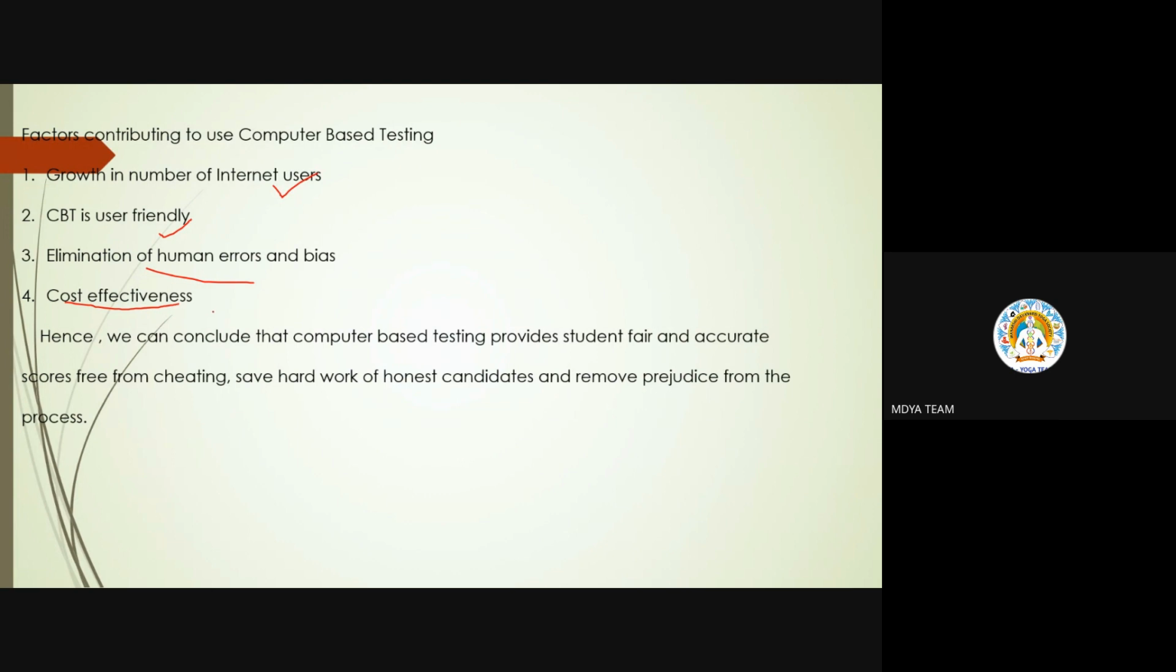So we can conclude that CBT provides students fair and accurate scores, free from cheating, saves the hard work of honest candidates, and removes prejudice from the process.